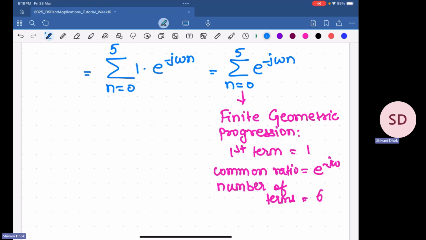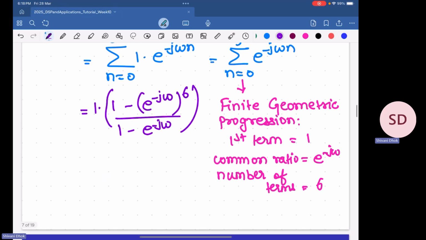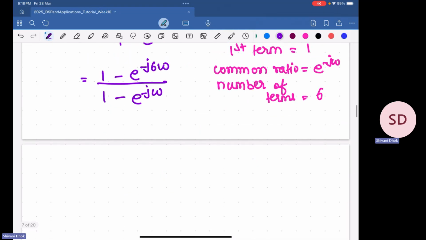So therefore this summation here is equal to first term into 1 minus common ratio to the power number of terms, that is 6, divided by 1 minus the common ratio. Okay, so now we can write this as 1 minus e power minus j 6 omega divided by 1 minus e power minus j omega. Now we'll do a little bit of manipulation here. In general, when we get such an expression, you need to simplify it further. Even in your exams, when you get options, you will get a simplified option and not in this form.